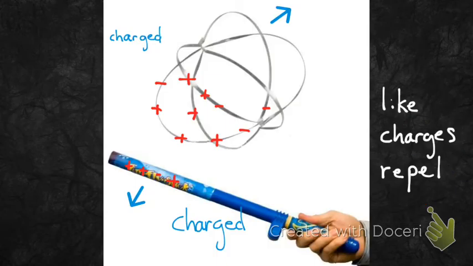So what happens next? The mylar butterfly, or actually it's no longer a butterfly, the mylar ring now repels because like charges repel. So as you can see, there are still negative charges on this mylar ring, but there are fewer, so you have more protons, or more positive charges, than negative charges.